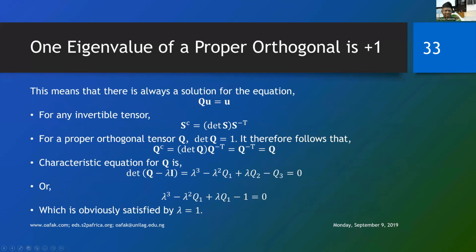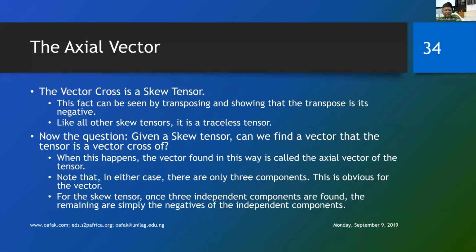The last thing on this topic is the axial vector. Let us just take a look at the axial vector. The vector cross is a skew tensor. This fact can be seen by transposing and showing that the transpose is its negative. Like all skew tensors, it is a traceless tensor.